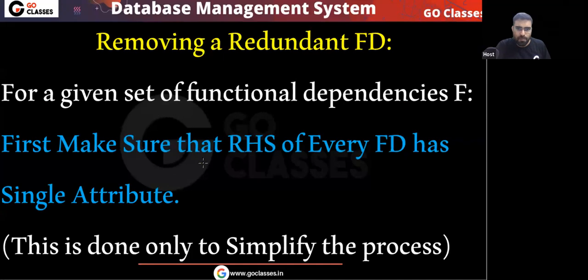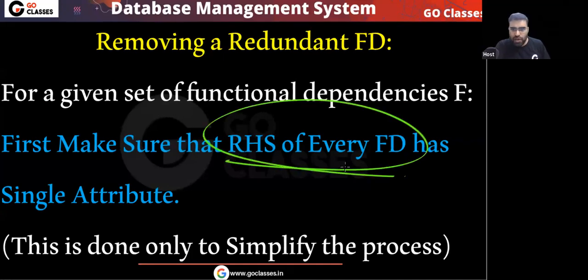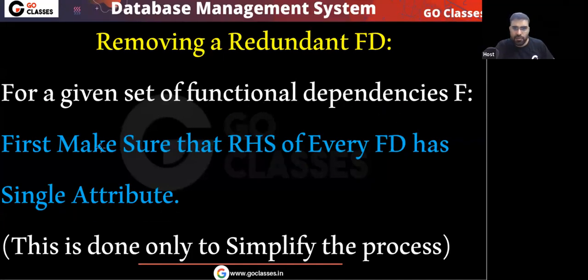Why are we doing this? Please tell me. We are doing this for simplicity. It will simplify the process. So first, we will make sure that the RHS of every FD has a single attribute. Can we always do this? Is it possible that I can always get only a single attribute on the RHS?